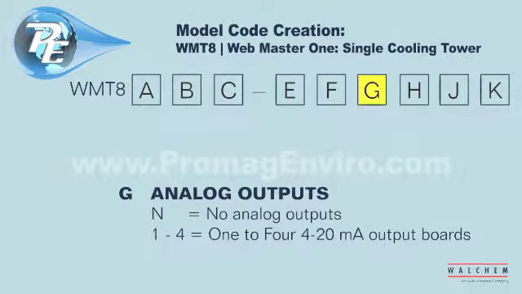The next selection is Analog Outputs. The letter N represents no analog outputs. The numbers 1, 2, 3, and 4 represent 1 4 to 20 milliamp output board, 2 4 to 20 milliamp output boards, 3 4 to 20 milliamp output boards, and 4 4 to 20 milliamp output boards.